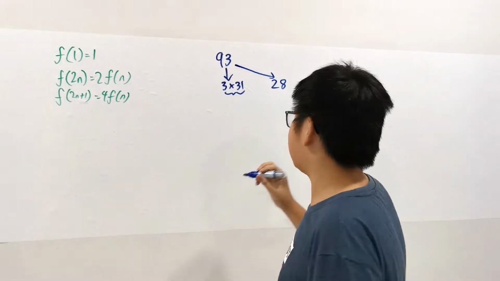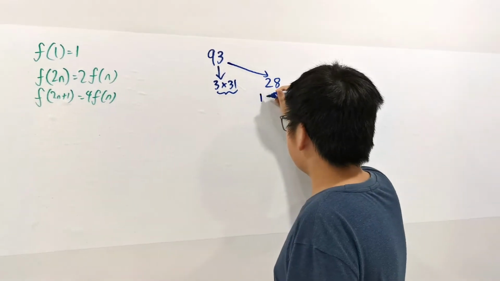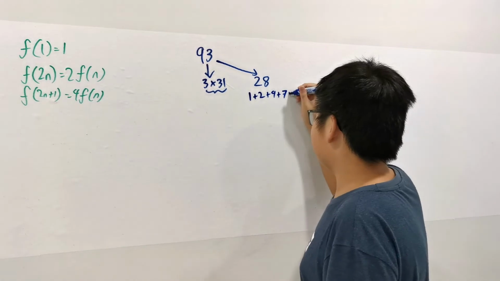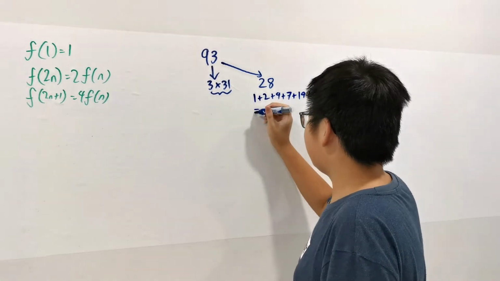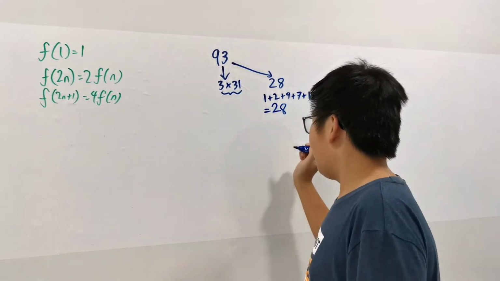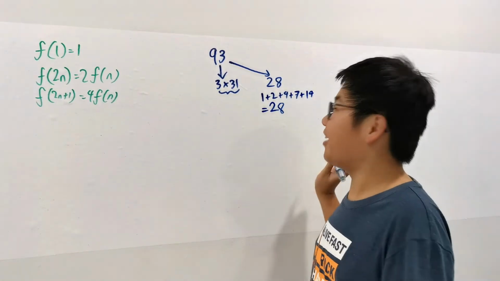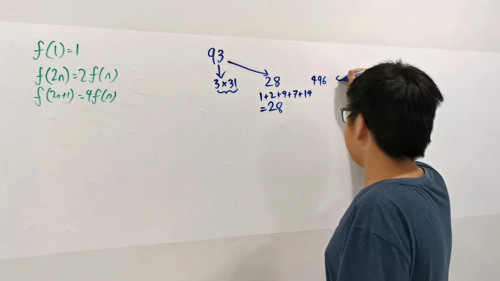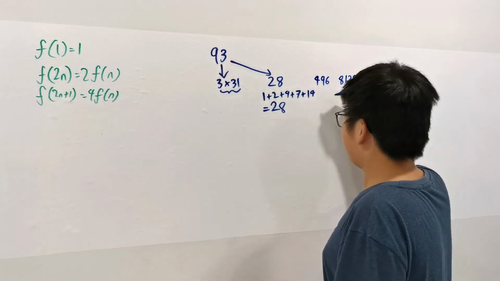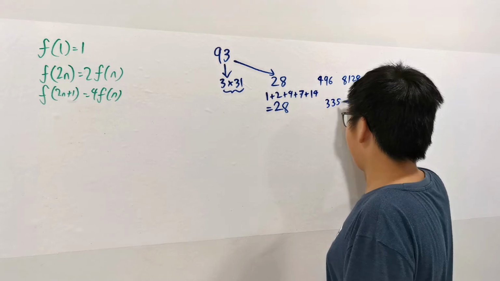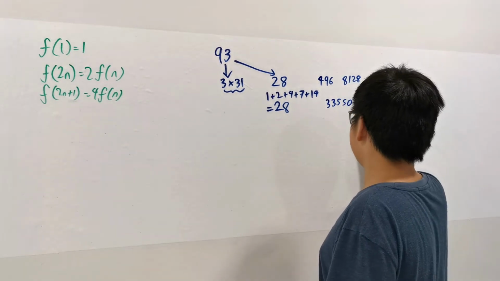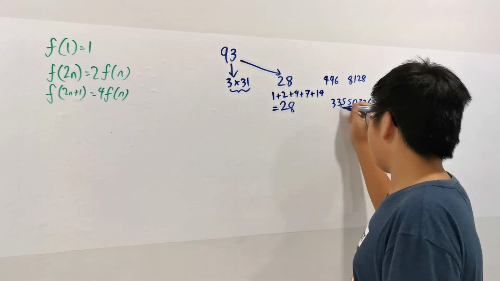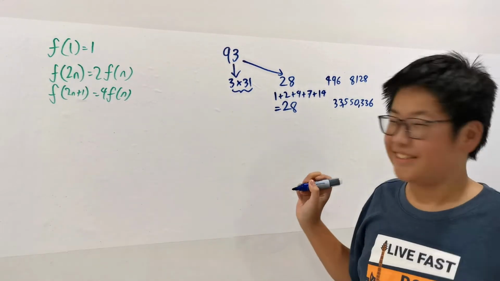It is the sum of its divisors. You don't believe me? 1 plus 2 plus 4, these are all divisors. 7 is a divisor, 14 is a divisor. And then, wow! What a perfect number! Other perfect numbers are 496, 8128, and I don't know why I memorized this, but it's 33550336. Wow, this is the 5th perfect number, and I made an effort to memorize this.